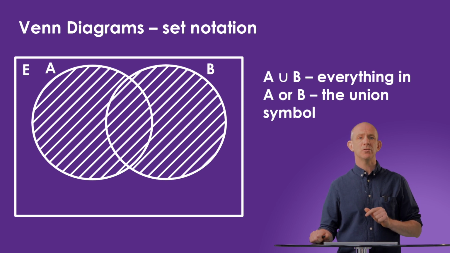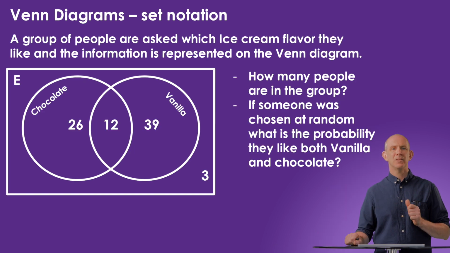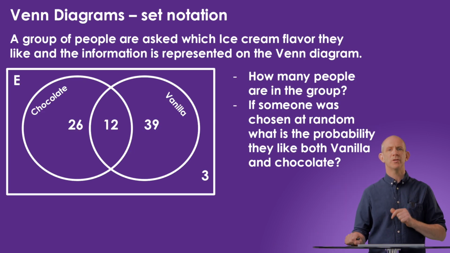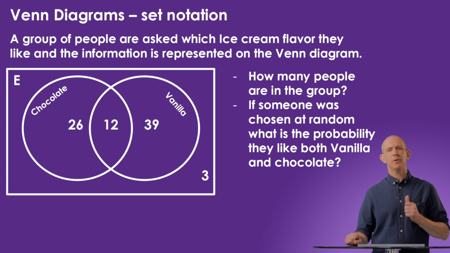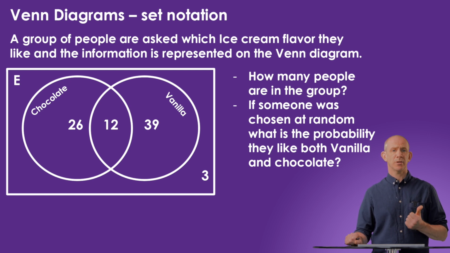Let's look at how we use these instructions and notation to answer some questions. In this first question, we are shown this Venn diagram, where people have been asked which ice cream flavour they prefer, and their choice has been recorded and placed in the Venn diagram. It seems that 26 prefer chocolate, 39 prefer vanilla, 12 couldn't decide between them and said they liked them both.